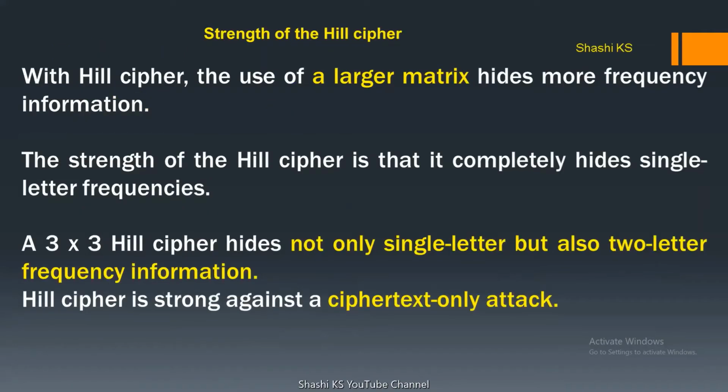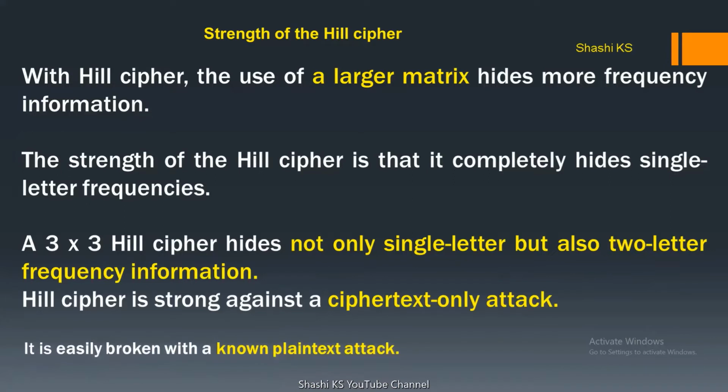Now, when you examine the strength of the Hill cipher, since we make use of a larger matrix here, it is able to hide more frequency information. It hides single letter frequencies and double letter frequencies very well. It is able to completely hide all the single letter as well as 2-letter frequency information. And if you take 3-letter or 4-letter frequencies, the frequency of occurrence of such words is very low. And so Hill cipher is very strong against a ciphertext only attack.